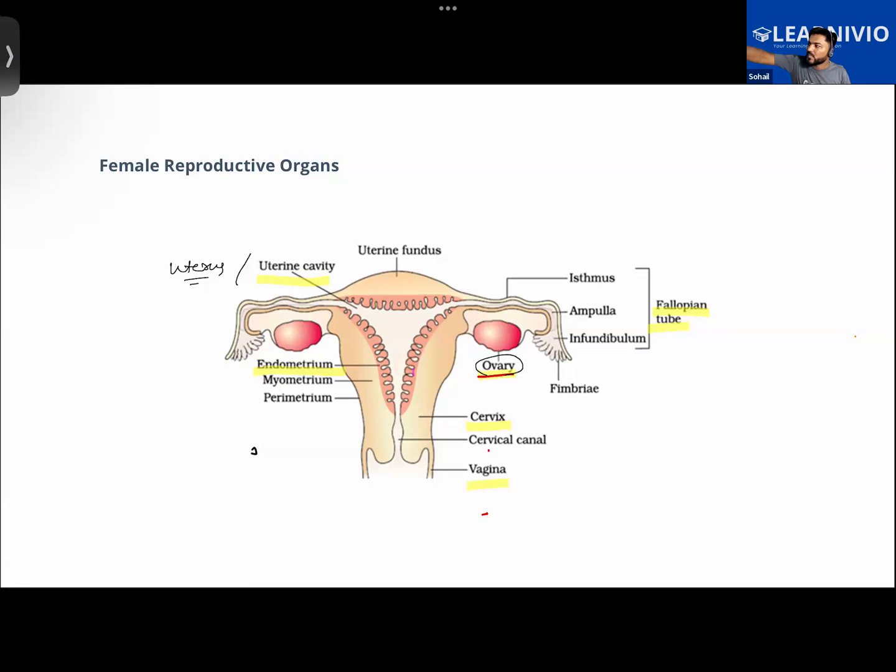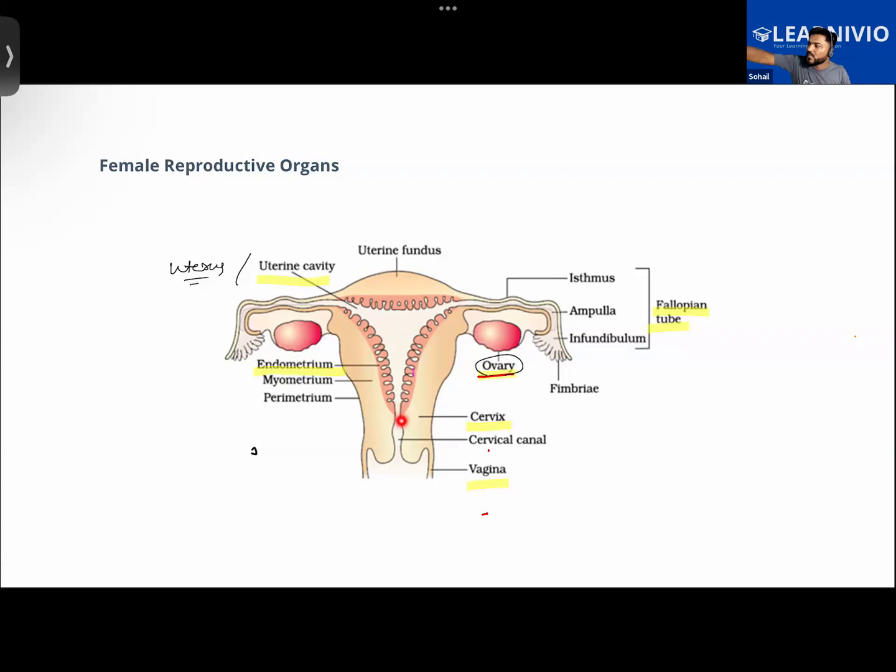Now, some of the structures were left to be discussed, like the cervix and the vagina. So, talking about the cervix. The cervix is that part of the female reproductive system that is located right below the uterus, at the base of the uterus. Getting it now?